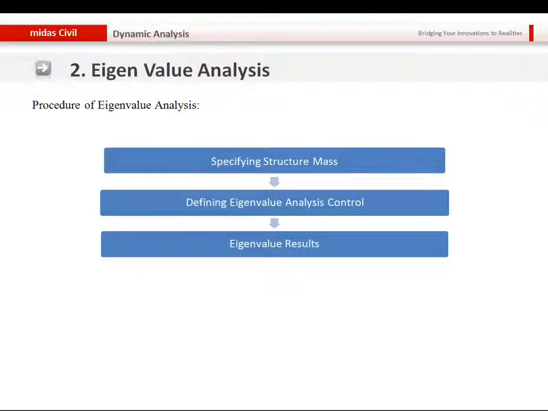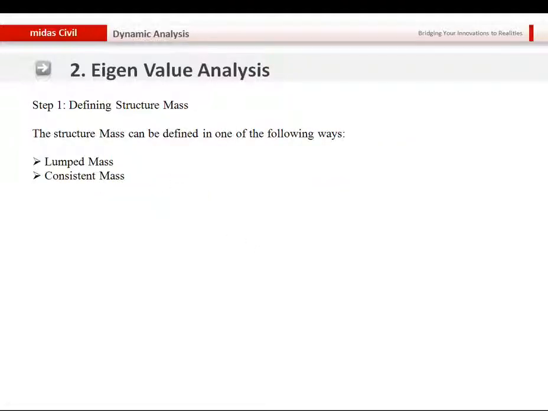So let's get started with the eigenvalue analysis. The procedure of eigenvalue analysis, I have simplified it here. First, we need to specify the structure mass. Then we will define the eigenvalue analysis control, and after performing the analysis, we can see the eigenvalue analysis results. In MIDAS Civil, the structure mass can be defined in one of the following ways. We can either define the lumped mass or the consistent mass, and any one of them can be used for either eigenvalue analysis or pushover or time history analysis.